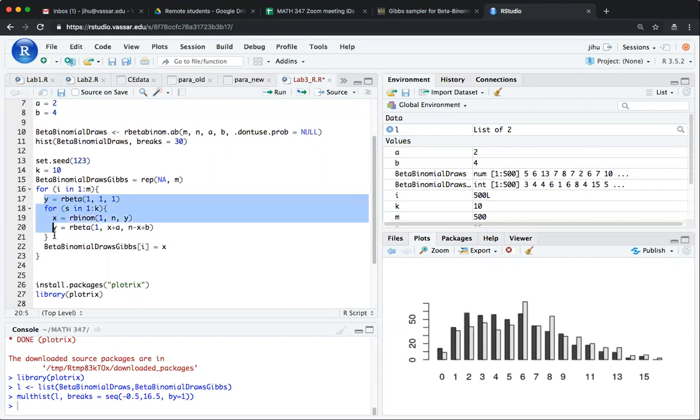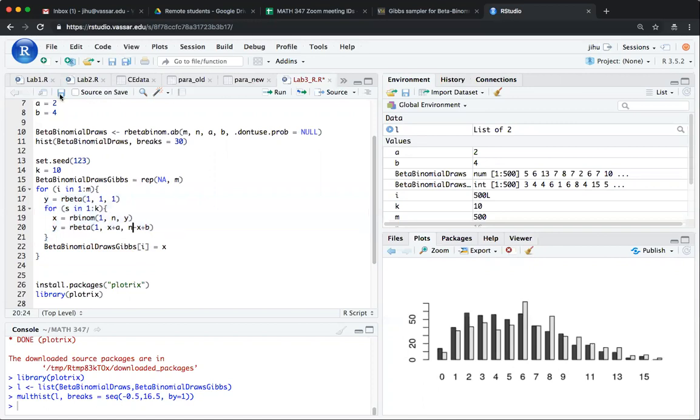So these few lines all together are doing one Gibbs sampler. And as you can see, this is much simpler than what we did in class. For the normal case, both of the full conditionals are pretty complicated with the parameters, whereas here, the beta binomial is much simpler.